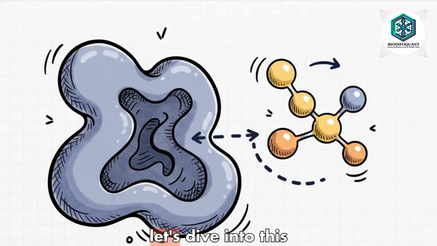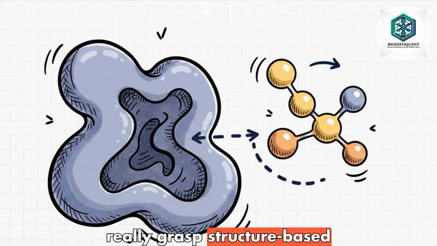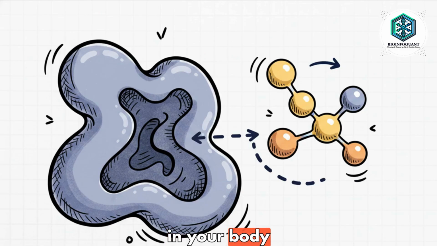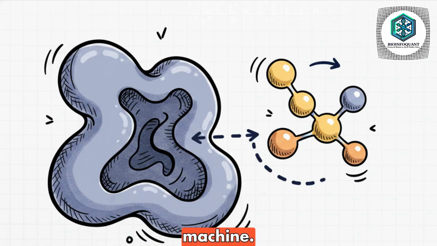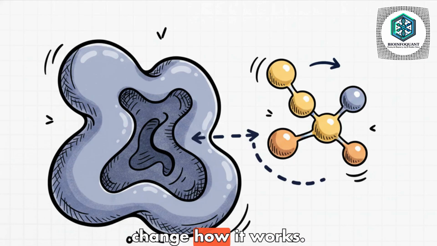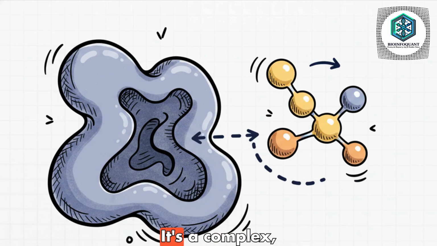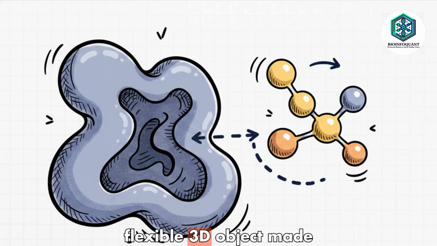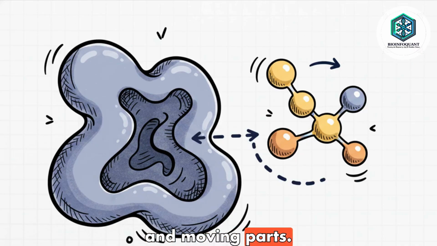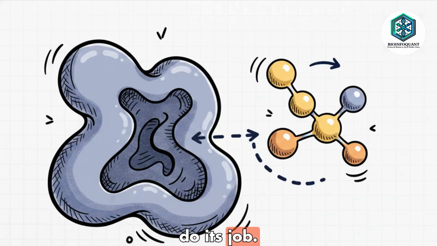So how do we go about teaching an AI to understand a non-flat, highly complex, and constantly shifting 3D molecular world? Okay, let's dive into this with a classic analogy, but we're going to upgrade it a bit to really grasp structure-based drug design. Think of the biological lock and key. Imagine a protein in your body as a microscopic biological machine. A drug molecule is essentially a tiny key trying to interact with that machine to change how it works. But here's the catch. This isn't your standard flat, rigid metal lock. It's a complex, squishy, flexible 3D object made entirely of atoms, tiny pockets, and moving parts. The drug literally has to fit perfectly into this shifting 3D landscape to do its job.